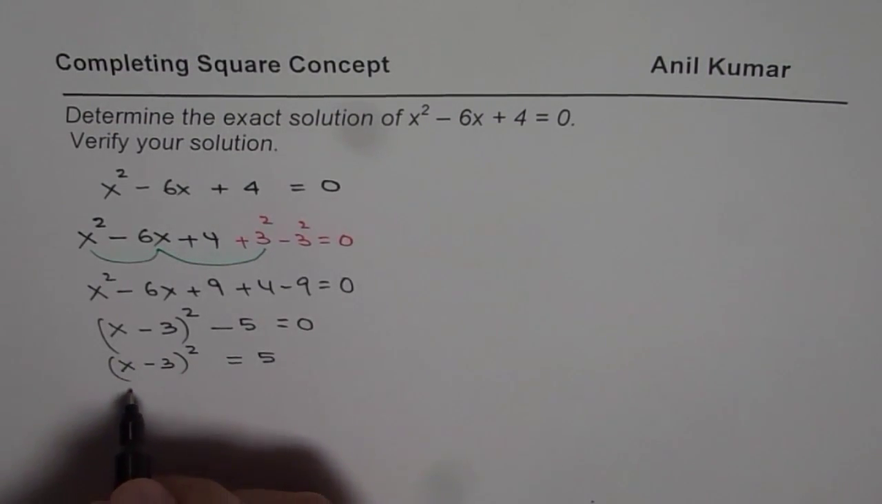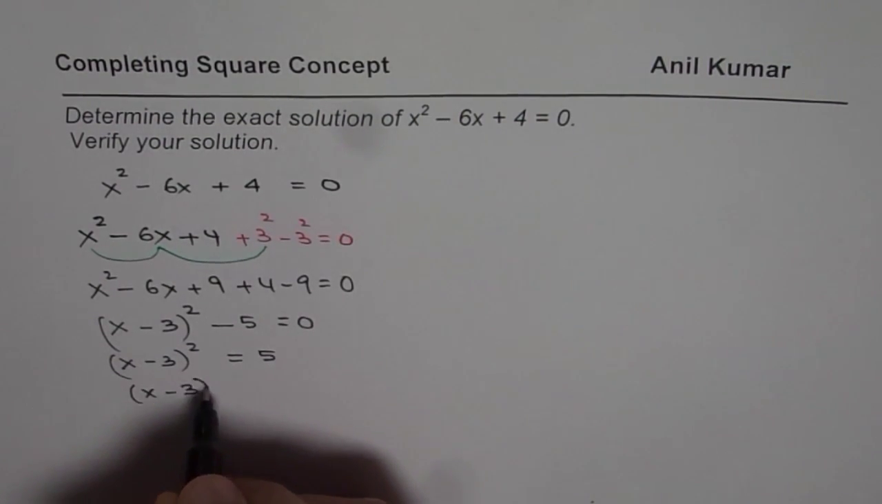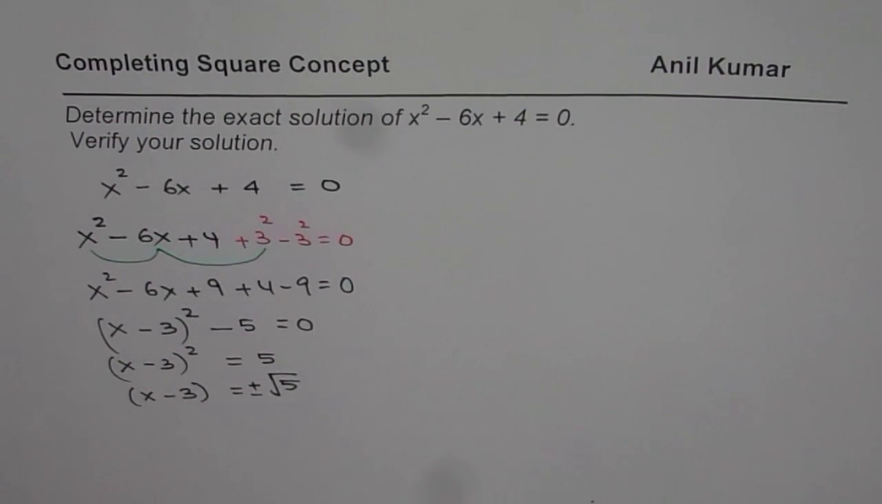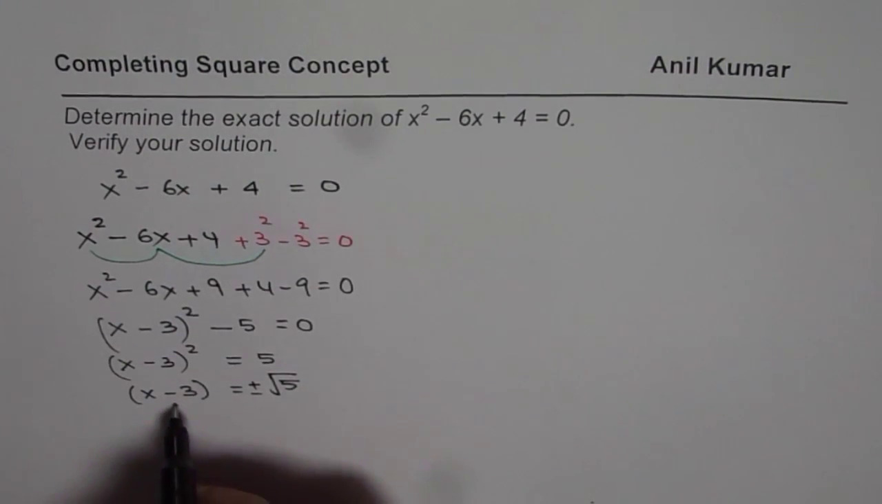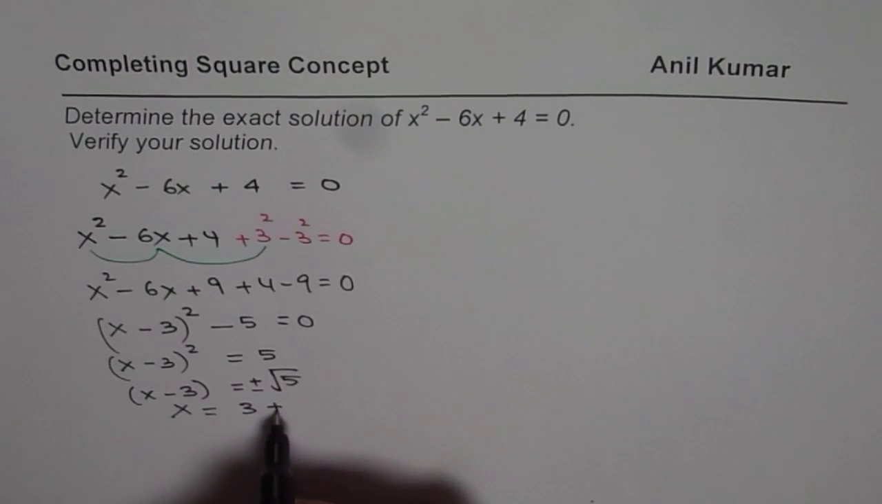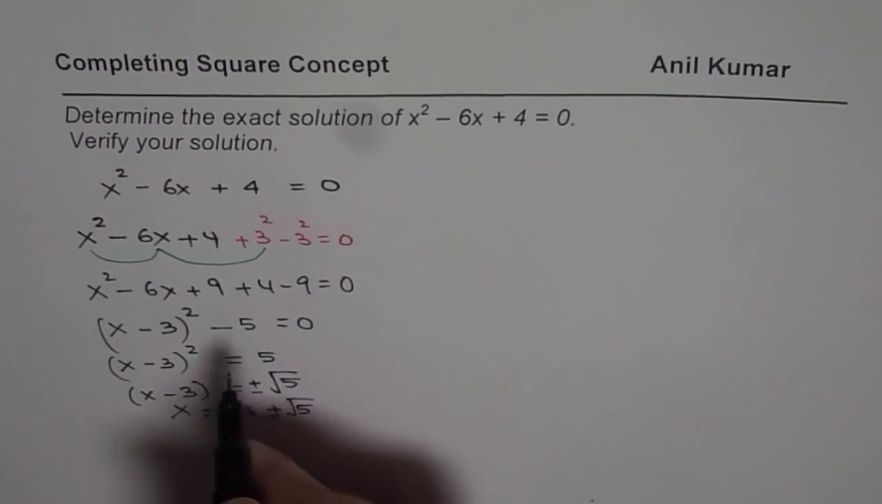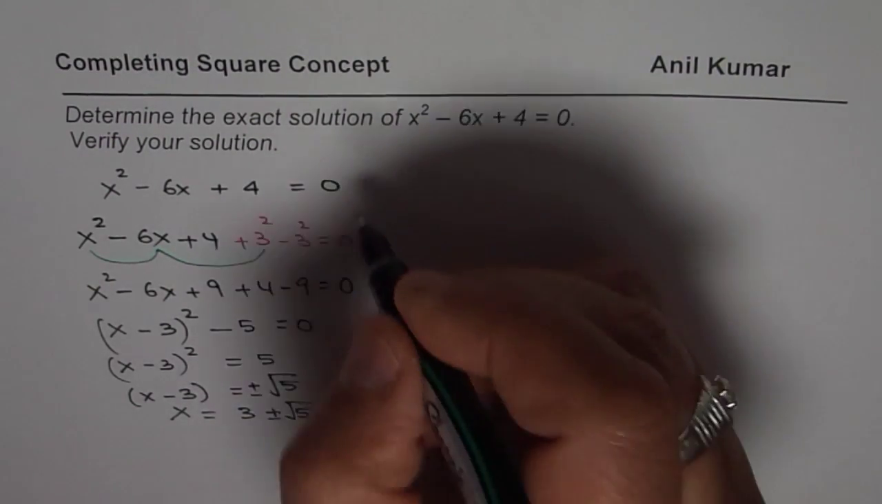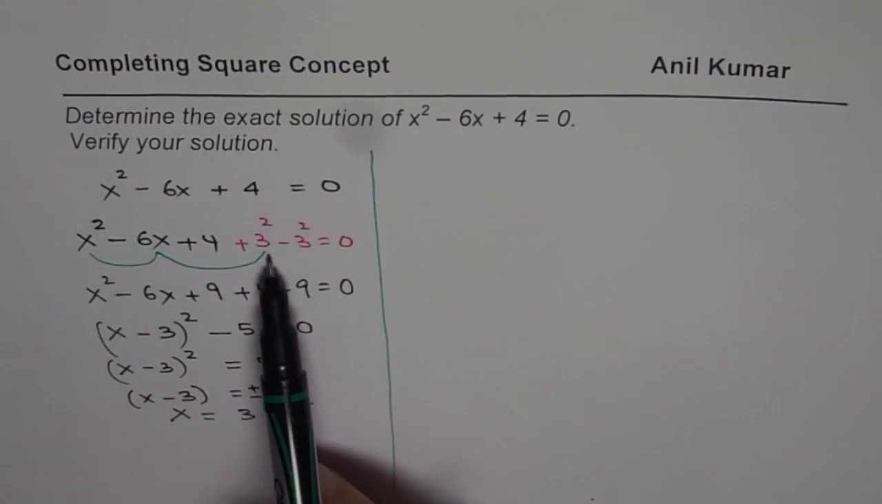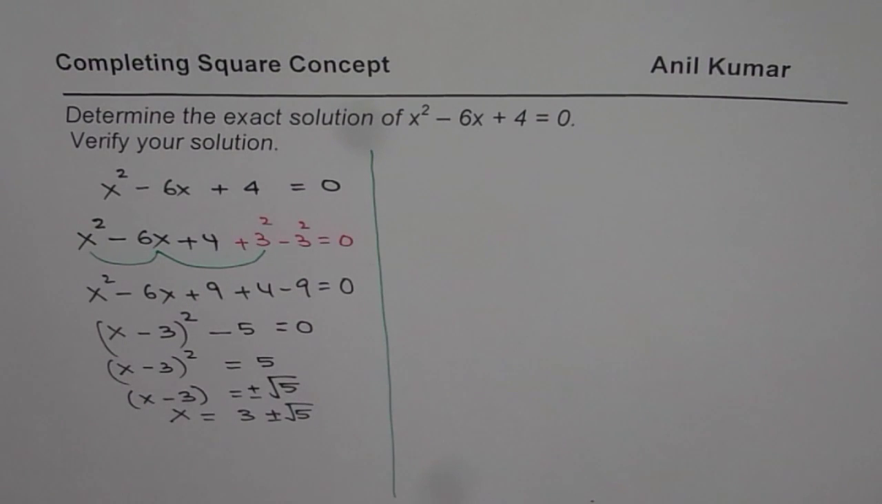Now take the square root. When you do square root, we get x minus 3 equals square root of 5. Always write plus and minus whenever you take a square root, and that gives you the solution for x, which is, when you take 3 to this side, 3 plus minus square root of 5. So that is the solution for the given quadratic equation. The method employed is completing the squares. So that is how you do it.